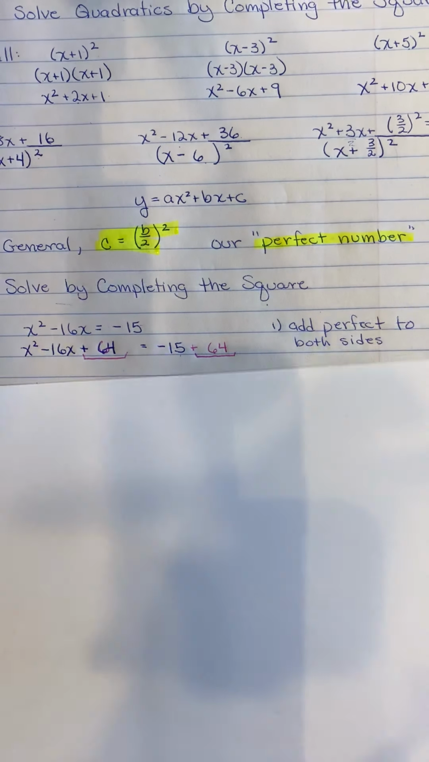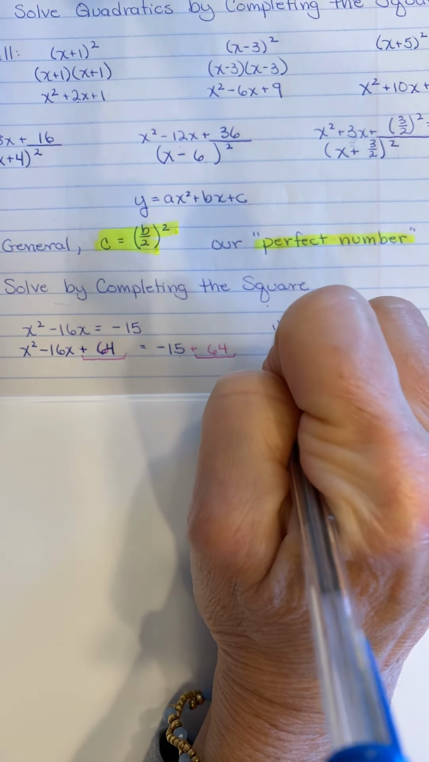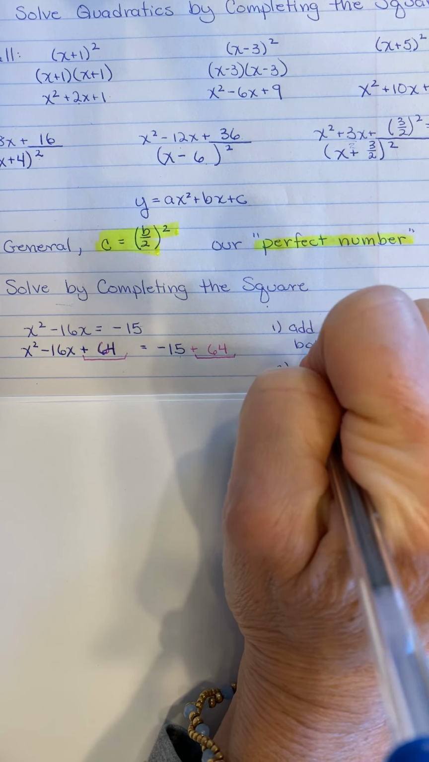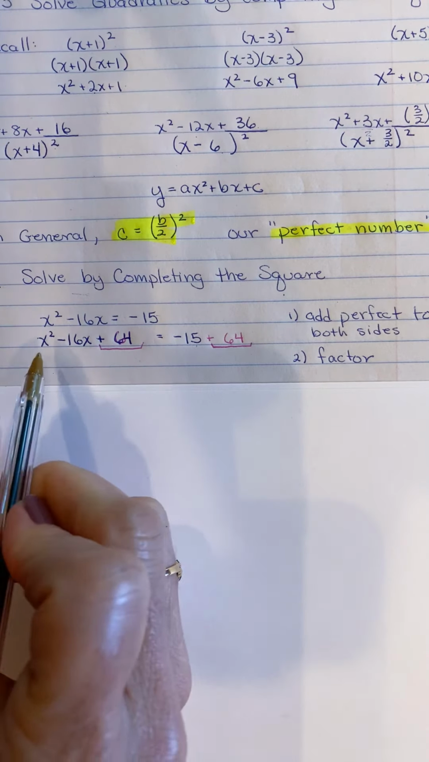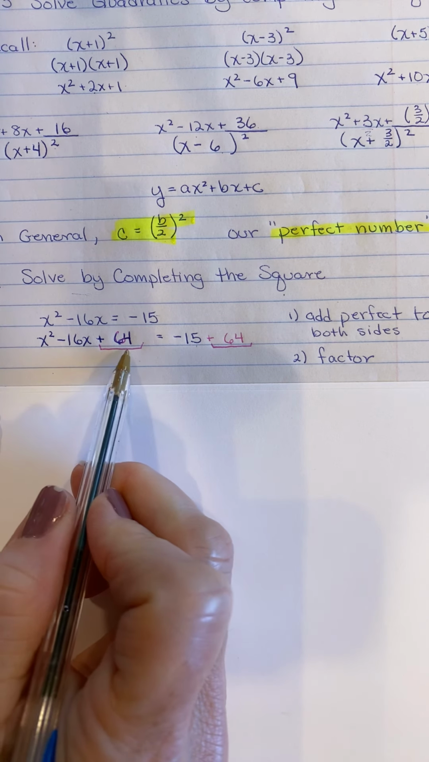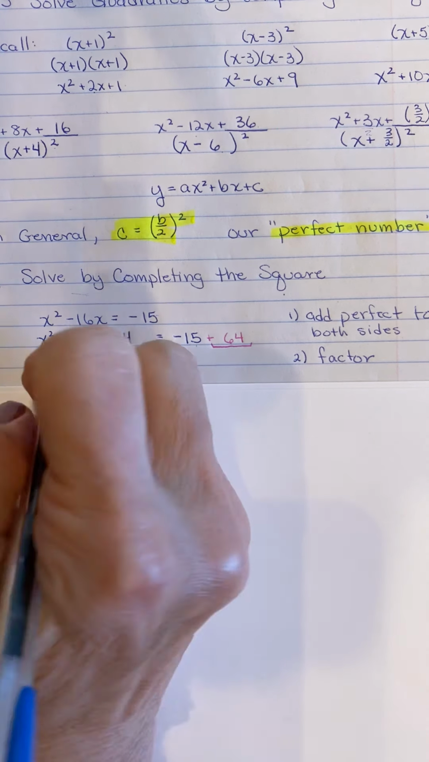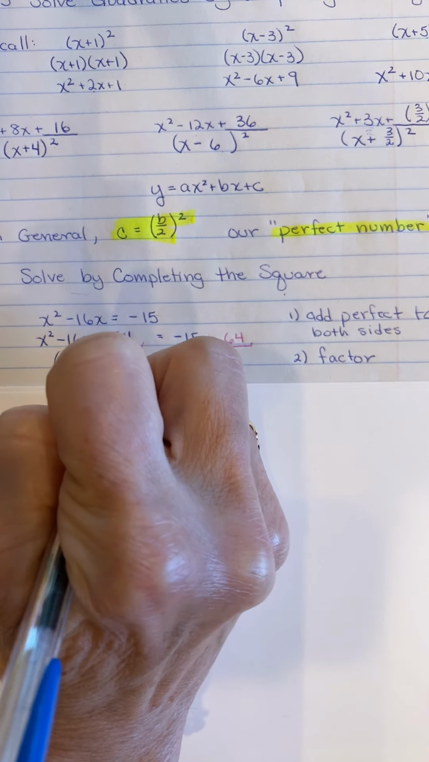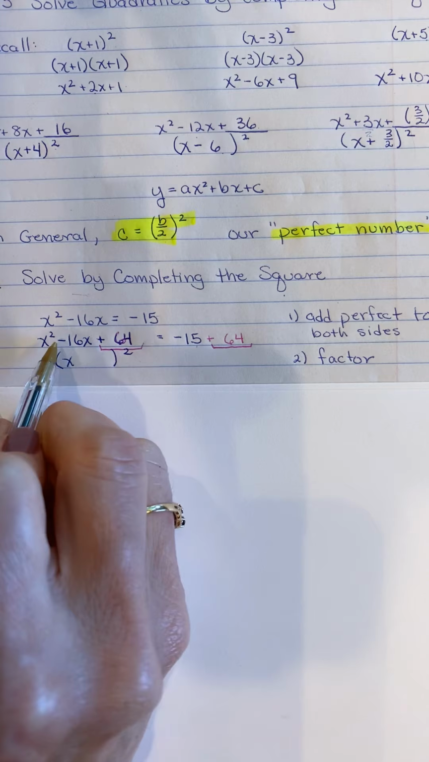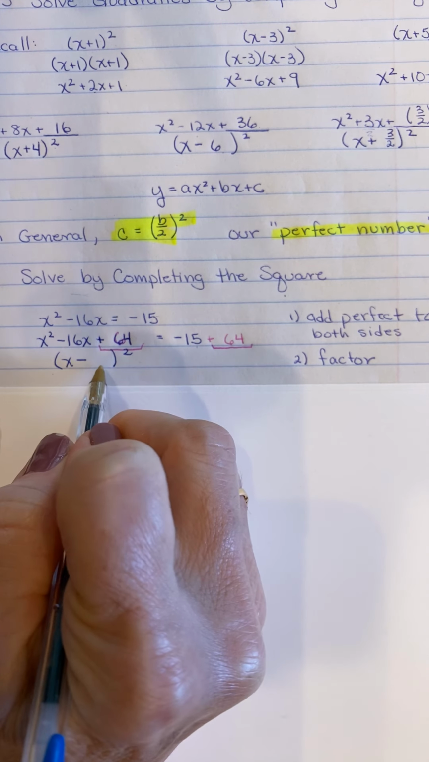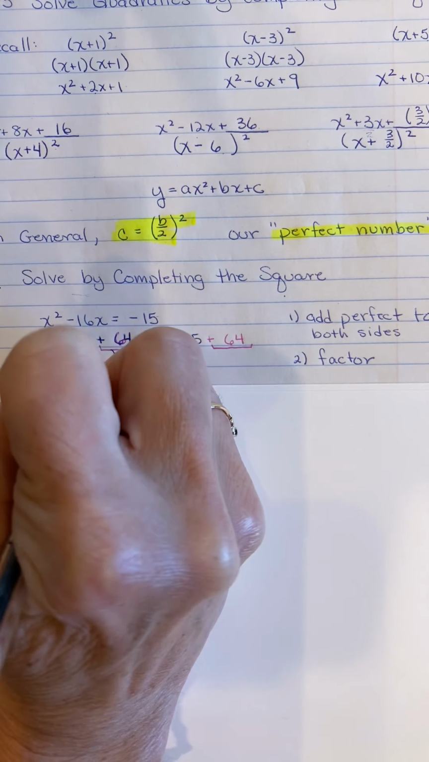Now, our second step is we're going to factor that trinomial. We've made it a perfect square. What is that perfect square? Well, it's going to be x minus, what number goes here? 8.